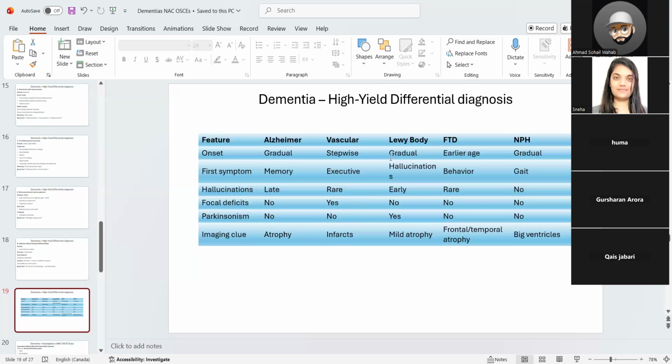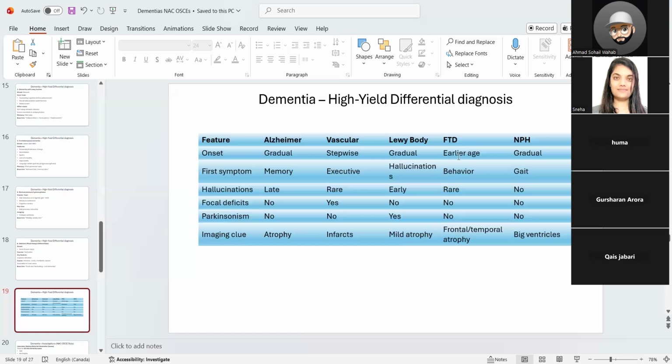Lewy body, it's also gradual, but hallucinations and cognitive impairment come first, then follows the Parkinsonism. Hallucinations happen early in Lewy body. Focal deficits are not present, and Parkinsonism happens with Lewy body. And imaging clue, you may see mild atrophy or nothing at all.